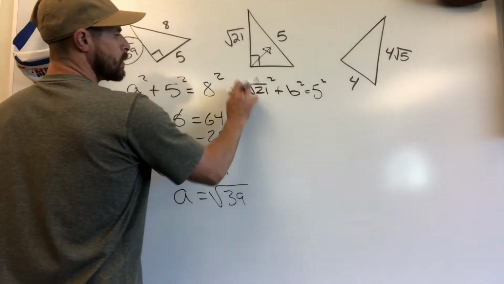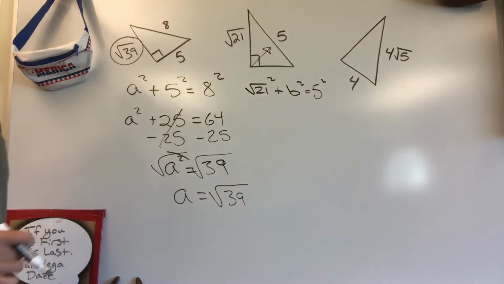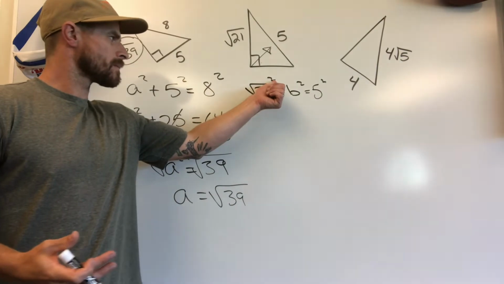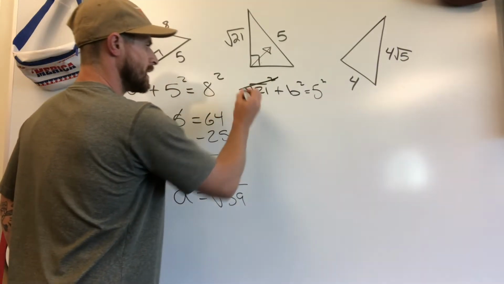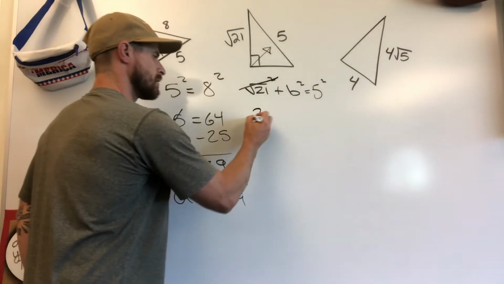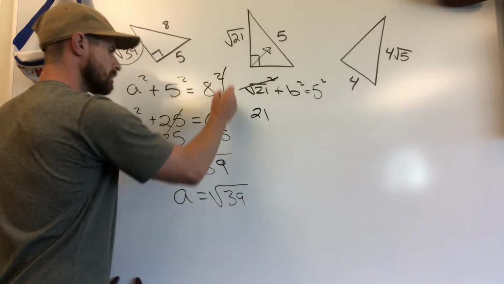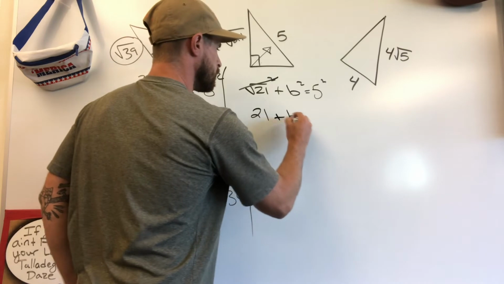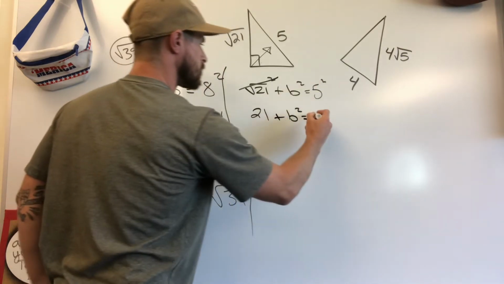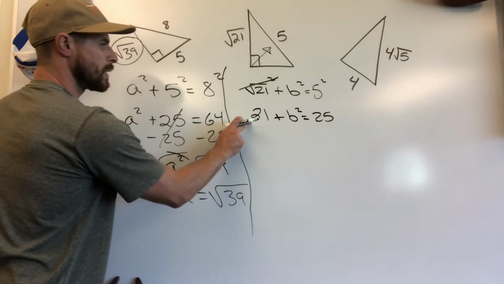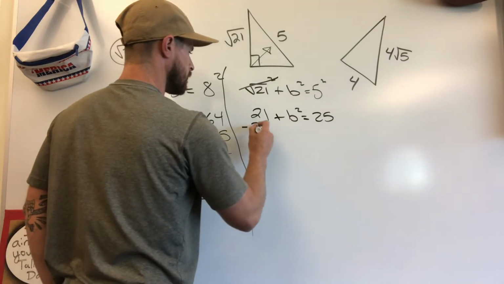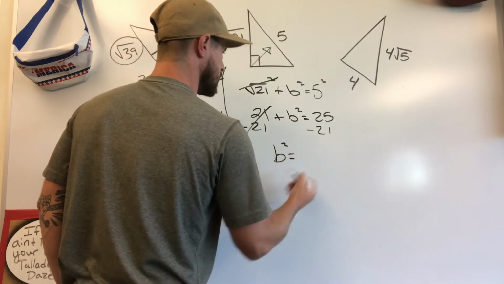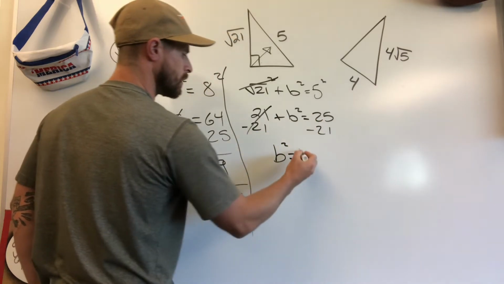When you are square rooting something, the opposite or the inverse operation of that is to square it. So these two actually just eliminate one another, and it just breaks down to 21. All right, now I got b squared, which is an unknown. 5 squared, which is 25. We're going to take away 21 from 25. Cancels. Leaving me with b squared equals 25 minus 21 is 4.